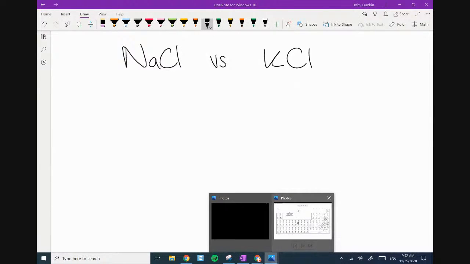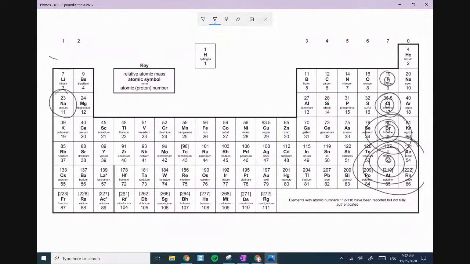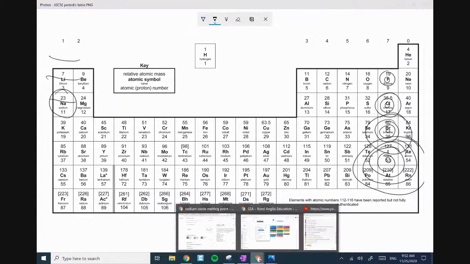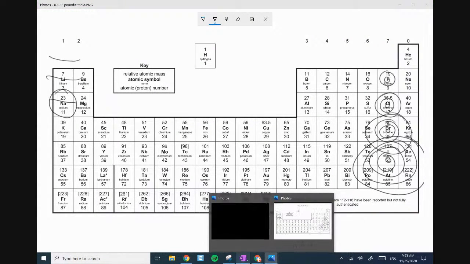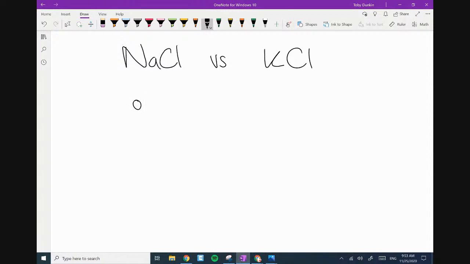How many shells does sodium have? Sodium has 1, 2, 3 shells. Oh, but it loses one. Sodium only has 2 shells because it's lost its third. It's shrunk in size. Yeah?